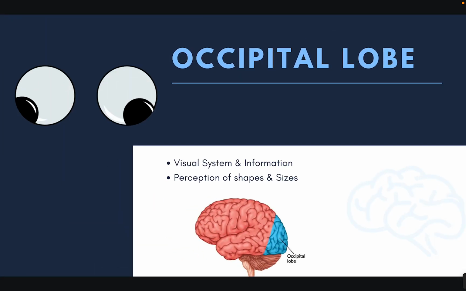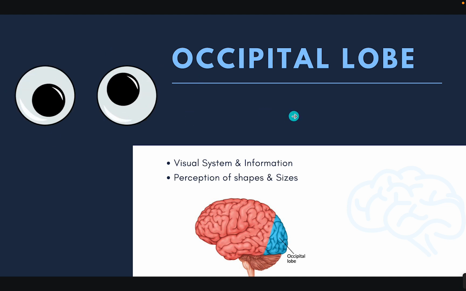Then we have the occipital lobe. This one is pretty easy to remember. Just think about O for ocular. The occipital lobe is in charge of your visual system and the visual information that you see, and perception of shapes and sizes.